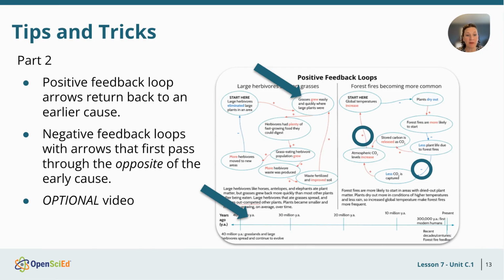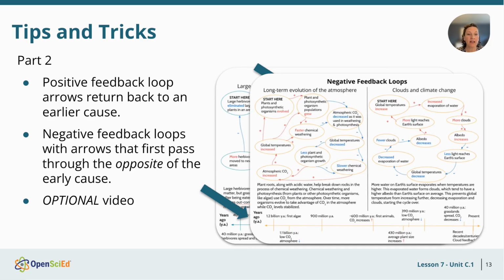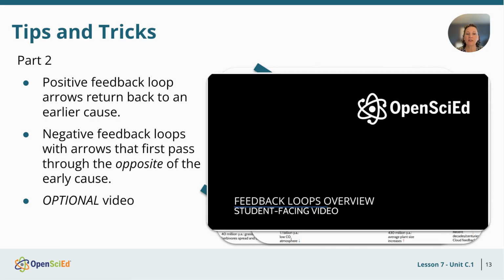The positive feedback loops reinforce the original cause, and this is shown by the arrows that return back to an earlier cause. The negative feedback loops counteract the original cause. This is shown with the arrows that first pass through the opposite of the earlier cause. There's also an optional video that you can show to your students that's explaining how to read the feedback diagrams. It's linked at the beginning of the Teacher's Edition in the Materials Preparation section.